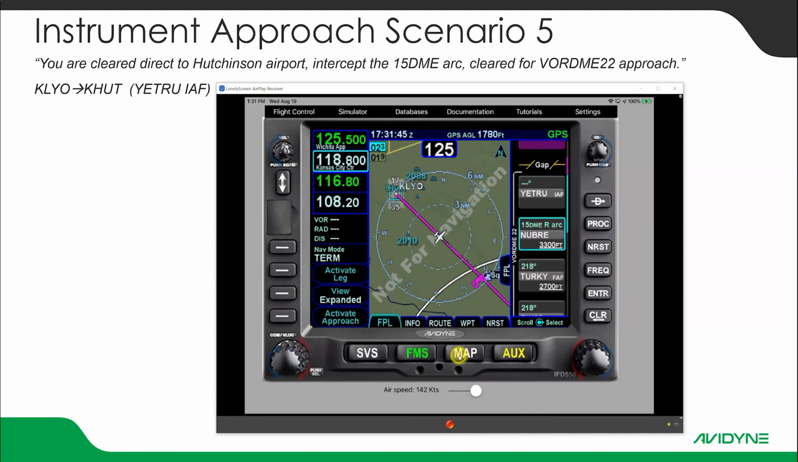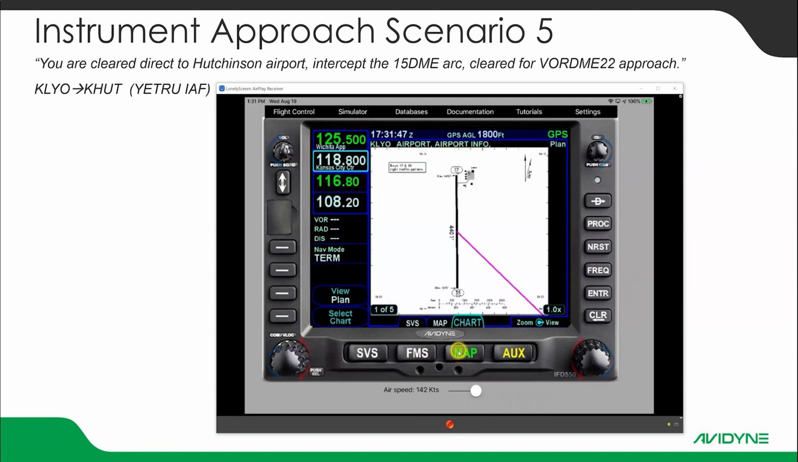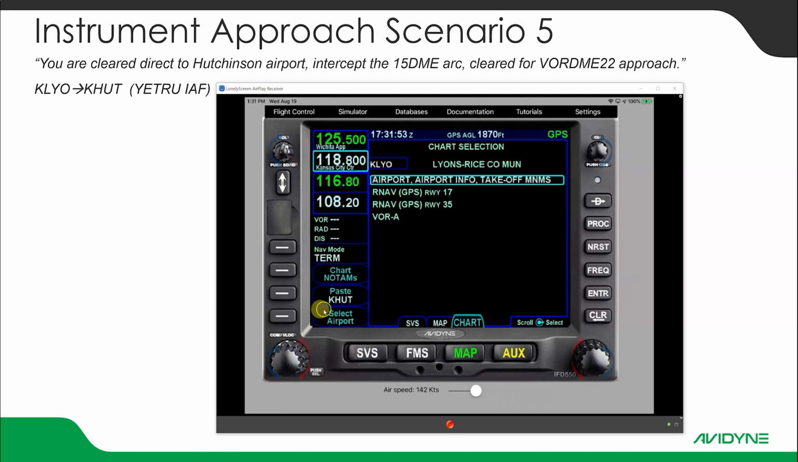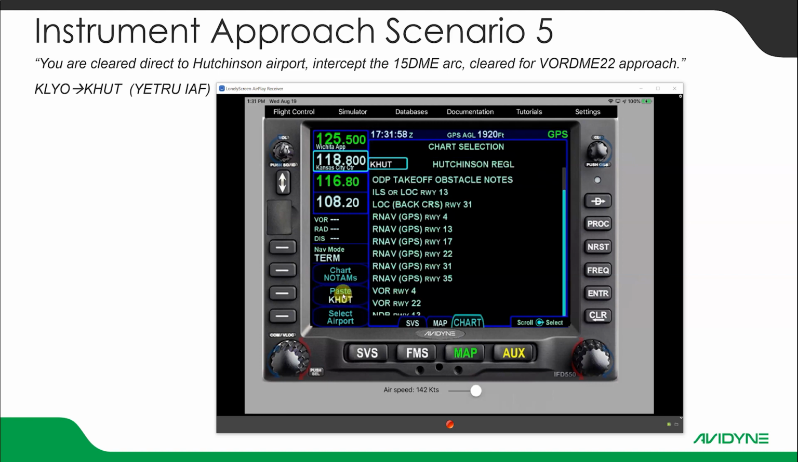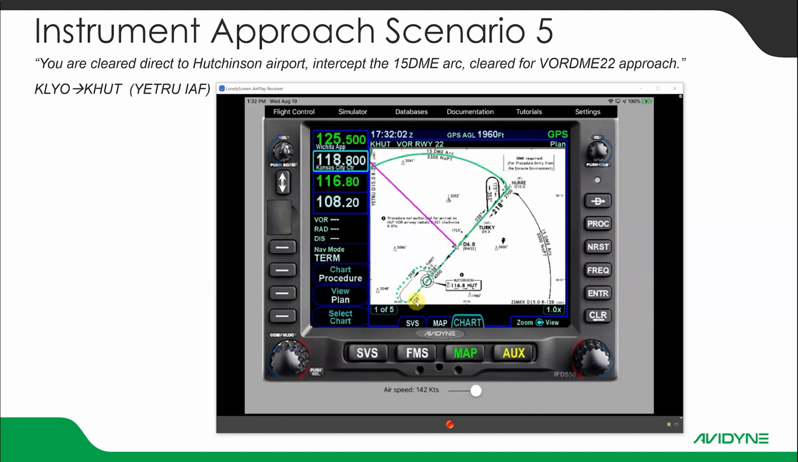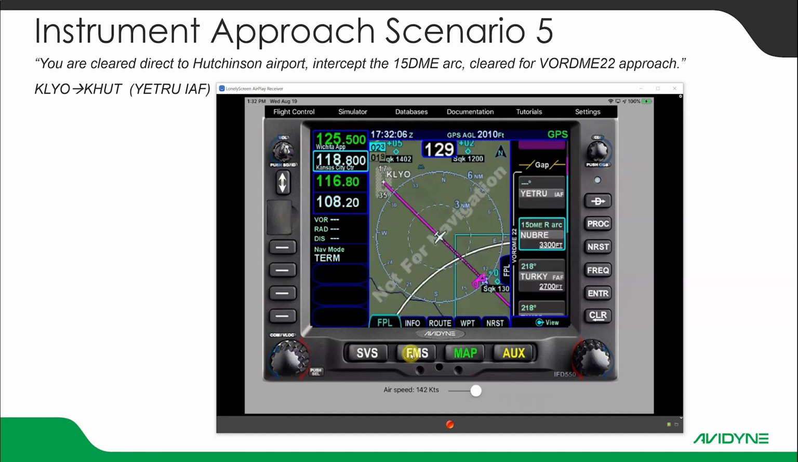Okay, if we want to select the chart, we go to the map page. We've got the Lyons Departure Airport. Let's select the chart, and it knows our destination, so we select Hutchinson. Sorry, paste Hutchinson, and VOR 22. There's the chart. We're getting close, so let's go back to the FMS.